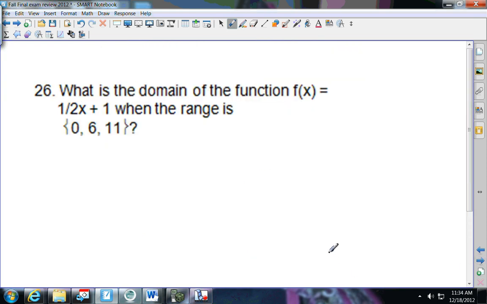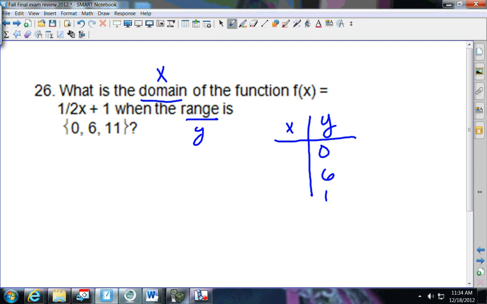Okay, now this says, what is the domain of the function when they give you the range? First off, you should underline domain and put X, underline range and put Y. Now, I told you before, the easiest way to do that is to make a table, put X and Y, because you want to make sure you look in the right spot. We want to find the X's when the Y's are 0, 6, and 11. So you're going to be looking in the Y column.